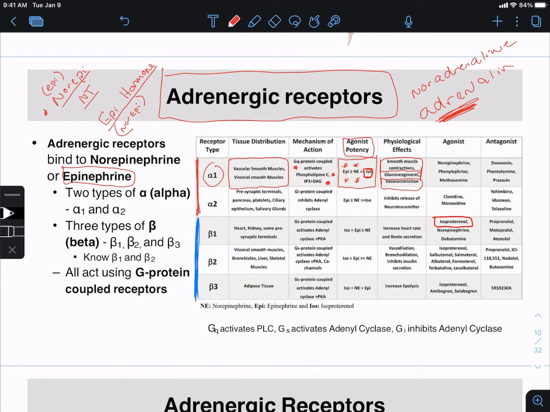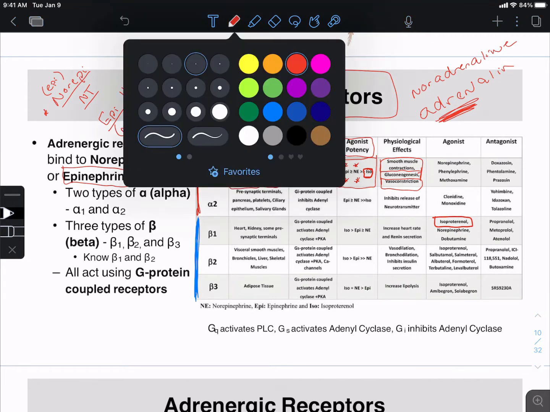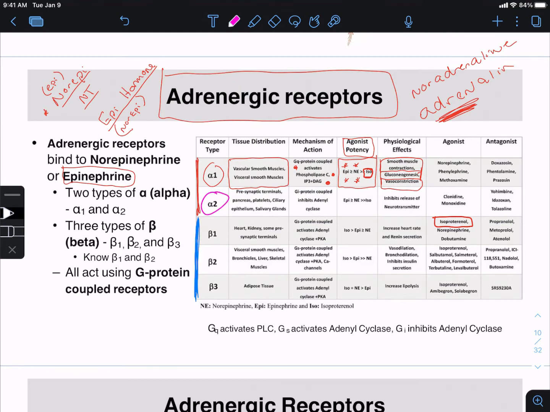All right, now let's look at the alpha 2 very briefly. We'll switch to pink. Here's my alpha 2. Presynaptic terminals. That means it's actually going to modify those varicosities, or the presynaptic terminals of other neurons. It's the Gi protein, which we haven't talked about, but this is inhibitory. You can see it's agonist potency, inhibits the release of neurotransmitter. So this is a regulatory process. Also regulates the pancreas, the platelets, the ciliary epithelium, and the salivary glands.